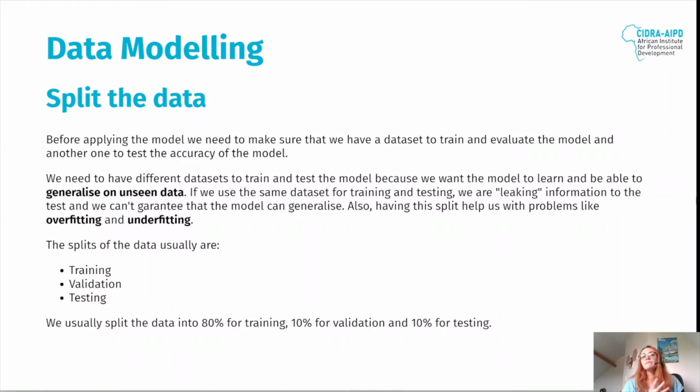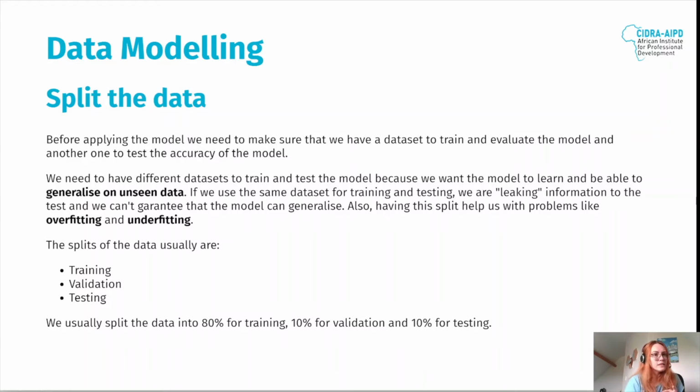If you use the same data set for training and for checking your performance, or what is called testing, we are leaking information to the model. The model pretty much knows what to expect from that test data because it saw it already. So if you're overfitting, you might already know the pattern. This way we can guarantee that the model can generalize. That's why we need to have two distinct training and test data sets that will help us with overfitting and underfitting.